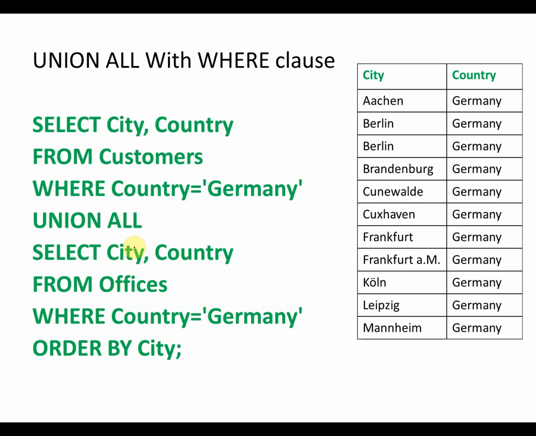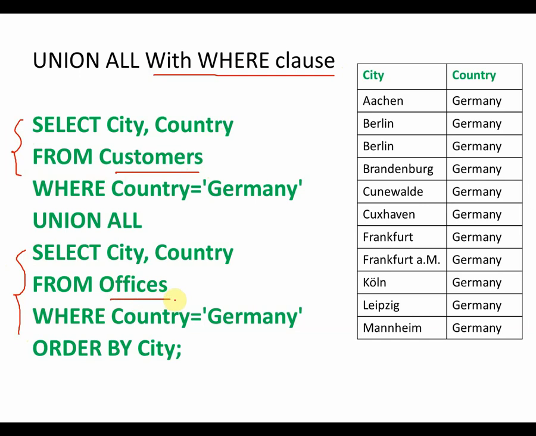Now this is another example of union all with a where clause, which means you can perform a union operation with a where clause. This is one example I have taken from the same database of classic models. There are two things to be performed over here: one is the select query on the customers table, and the next select query is on the offices table.